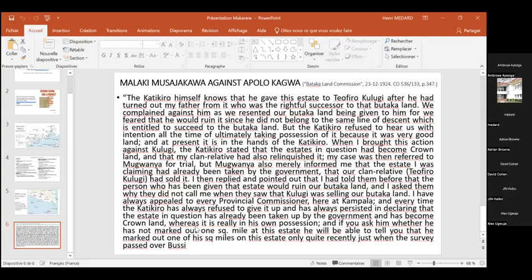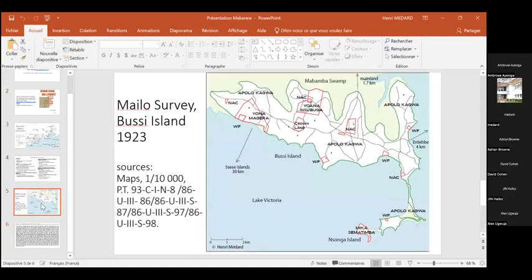So let's go back to my documents. Here you have the island of Bussi. Apolo Kagwa gets most of the land. So you see there's a few places he doesn't get. Initially, at the beginning, when they were sharing out the land, this land was not Apolo Kagwa's. Apolo Kagwa had other land in Busiro.